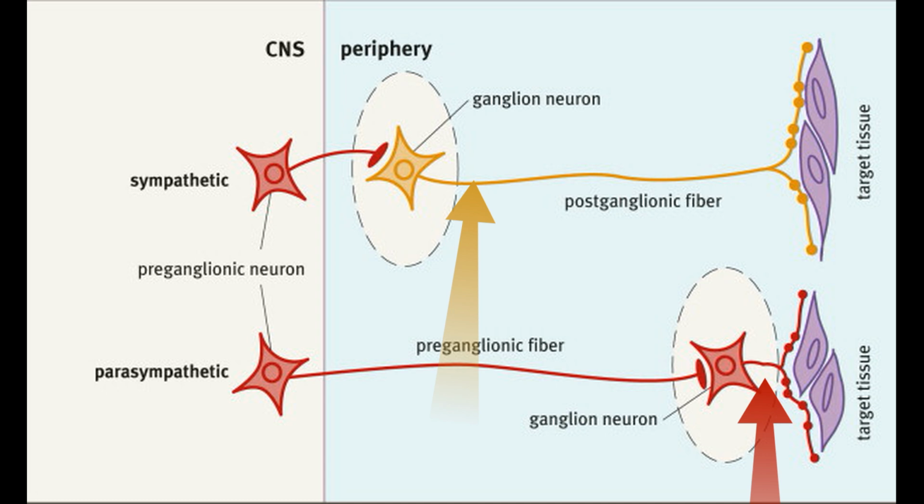Postganglionic neurons are the next step in this pathway. They have their cell bodies in the autonomic ganglia and synapse directly on the effector organs such as the heart, blood vessels, and sweat glands.